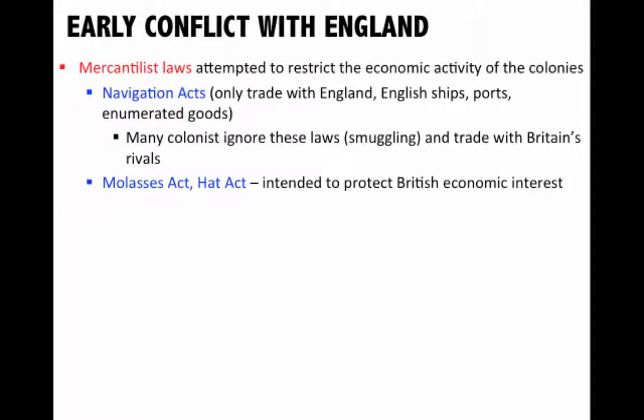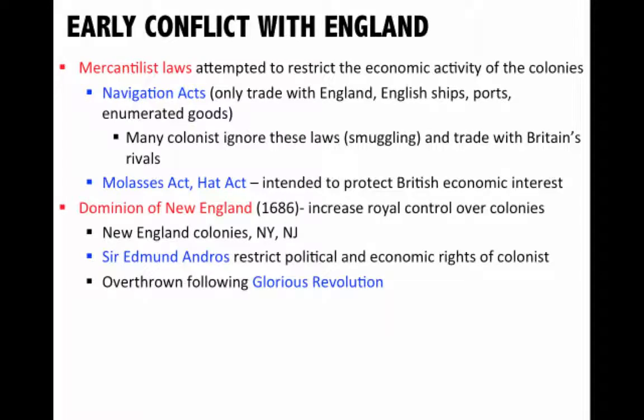You're going to have acts such as the Molasses Act and the Hat Act, which put taxes on the colonies, and they were intended to promote and protect British economic interests, and very often the colonies are going to be resentful of these. You're going to have the Dominion of New England established in 1686, which is going to attempt to increase royal control over the colonies: New England colonies, New York, New Jersey. Sir Edmund Andros is going to be put in charge of this, and ultimately this will fail following the Glorious Revolution.